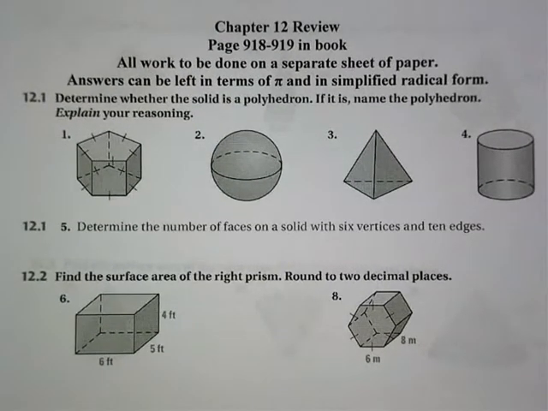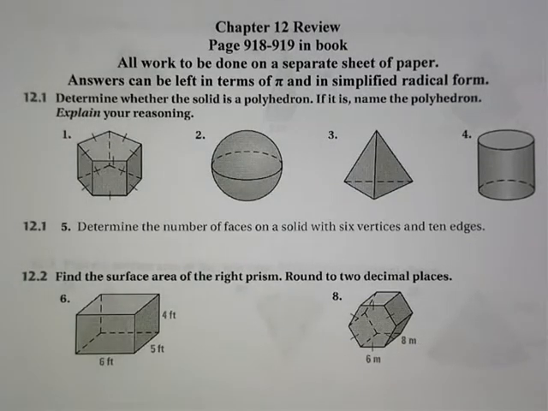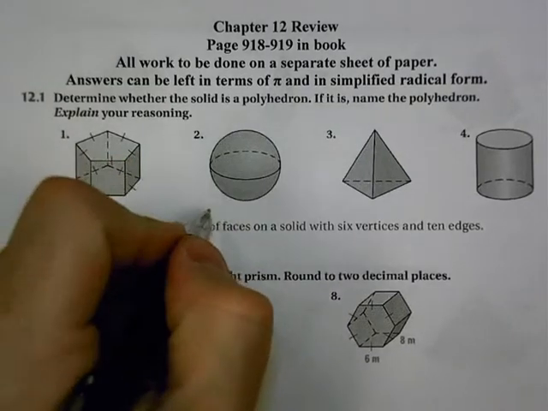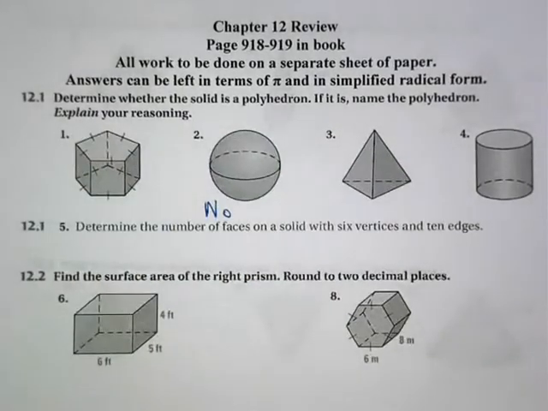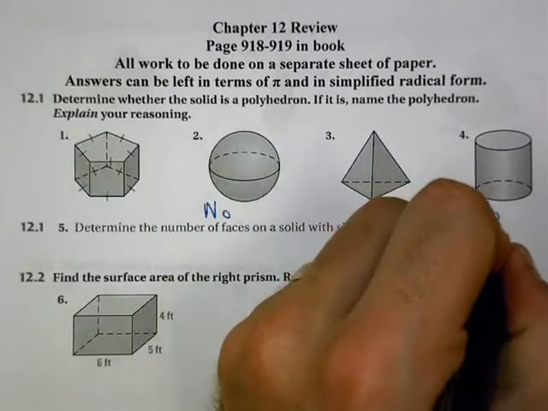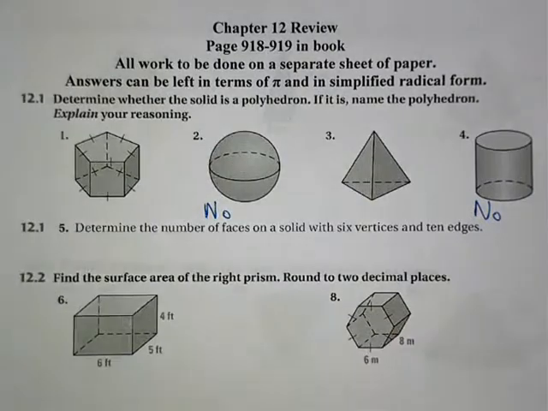We need to determine whether the solid is a polyhedron. If it is, name the polyhedron and explain the reasoning. So the first one, let's just think about a polyhedron. A polyhedron is going to be made up of polygons. So anything that's not made up of polygons, or has something that is not a polygon, will not be a polyhedron. So we could take that approach and think anything with a circle is not a polyhedron. So number 2 is not, that is a sphere. Number 4 is not, that is a cylinder.